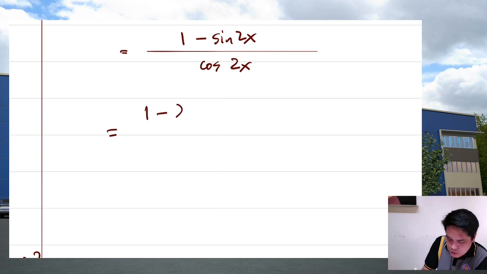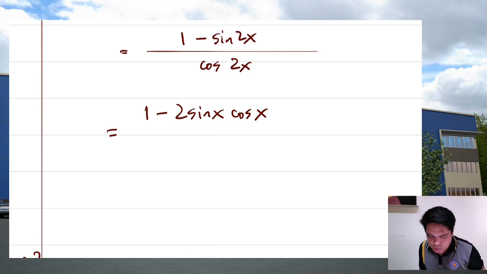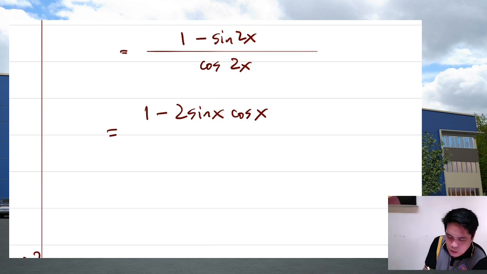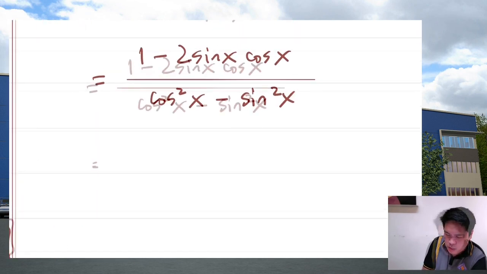sine 2x is 2 sine x cosine x. Again, we want to change 2x to x na lang. So, that's why we are using the double angle identity. For the denominator, again, that's double angle identity. That's just cosine squared x minus sine squared x.